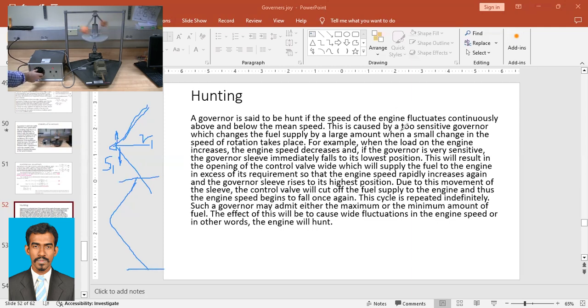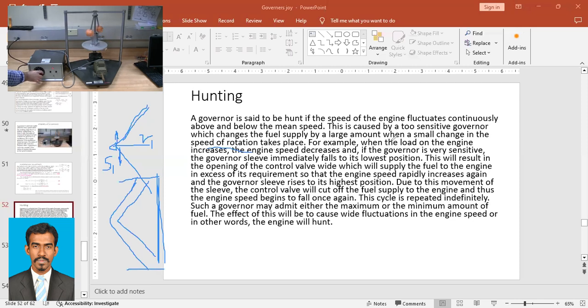This is caused by the too sensitive governor, which changes the fuel supply by a larger amount when a small change in the speed occurs. Right? So for a small speed change, the height change also should be something small, right? But if it is too huge, what will happen? Either it may end up supplying a very large amount of fuel, or it may almost stop the fuel.